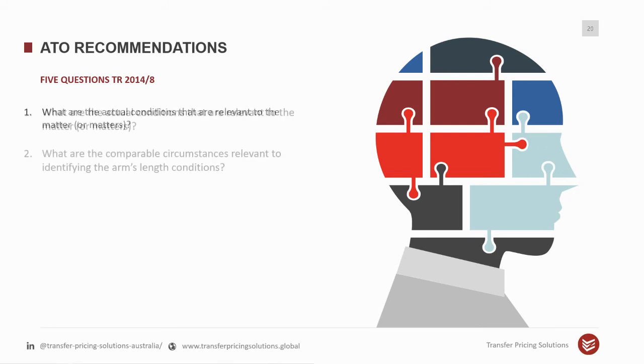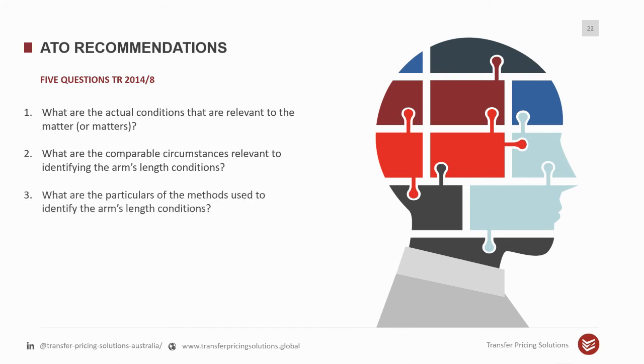What are the comparable circumstances relevant to identifying the arm's length conditions? So this is where we're really trying to look at what are the comparability factors in relation to those transactions that we may be able to use when we're looking for the arm's length situation?